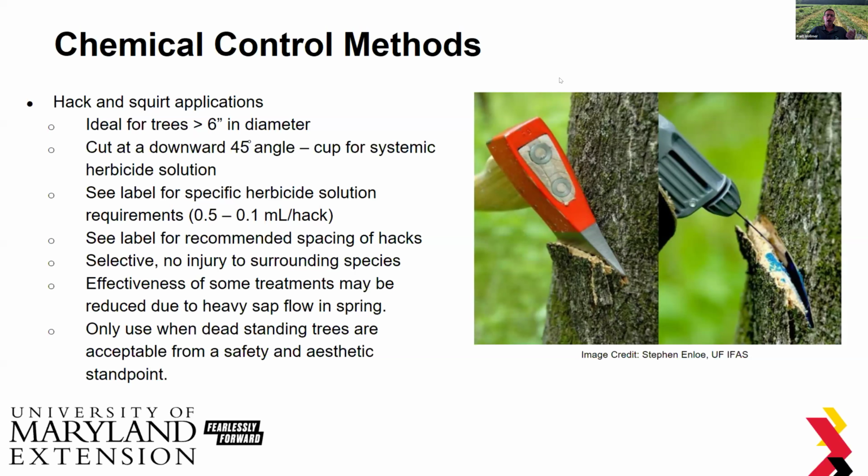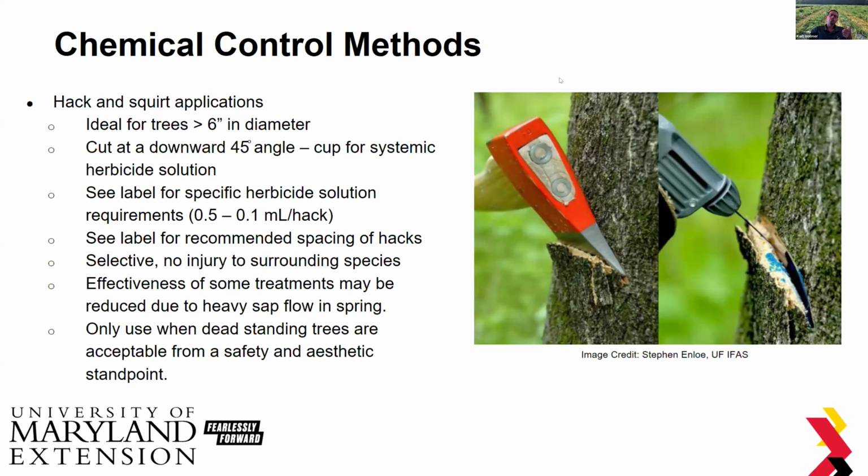The good thing about these hack and squirt applications, as well as basal bark applications, is they're very selective. It allows you to treat single species with a particular herbicide without worrying about the effects on native species. However, be aware that hack and squirt applications might not be as effective during certain times of the year, such as in the spring, where you've got a lot of heavy sap flow that may flush out the herbicide.